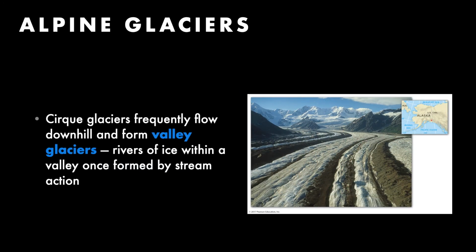Now, cirque glaciers will frequently flow downhill, and they will form what we call valley glaciers. And you can see this in the image as well. And valley glaciers are rivers of ice within a valley that was once formed by stream action. So it was initially formed by stream action, and then it gets changed or modified over time as the glacier moves through it.